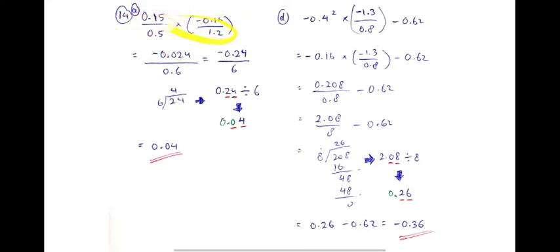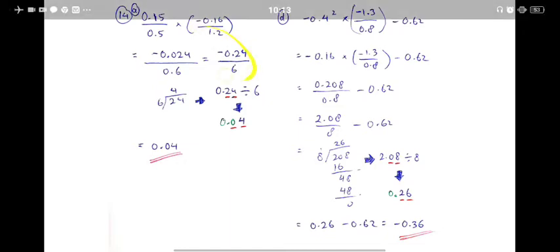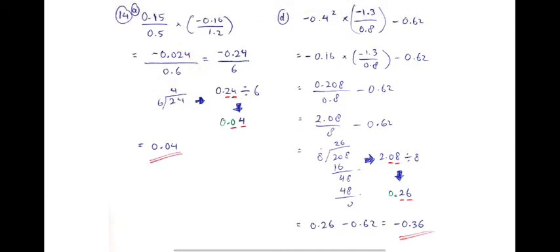0.15 times negative 0.16 will give you negative 0.024. And for the bottom one it will be 0.6. I skipped the explanation about the multiplication because we already covered that in the previous video. So finally we have this, and we're going to do the division.